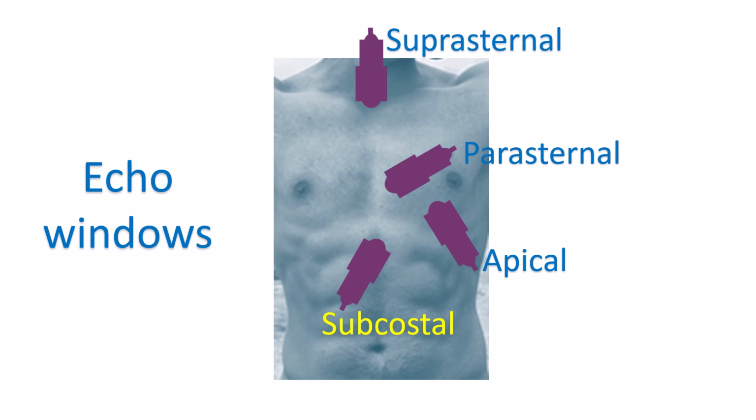Left parasternal means on the left side of the breastbone, sternum. Apical means at the apex of the heart where the heartbeats are felt. Subcostal means just below the ribcage in the upper end of the tummy. Costal means in relation to the ribs. Suprasternal means above the breastbone.